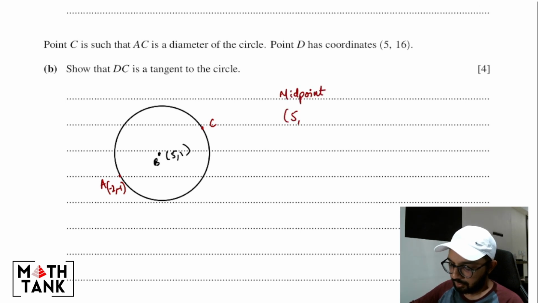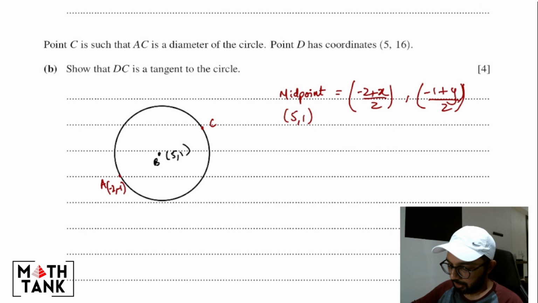Okay, the midpoint should be 5, 1, and I can keep C as the unknown. Minus 1 plus x divided by 2 and minus 2 plus y divided by 2. That should give me the midpoint. So 5 equals minus 1 plus x divided by 2. So x comes out as 10 plus 2, which is 12.